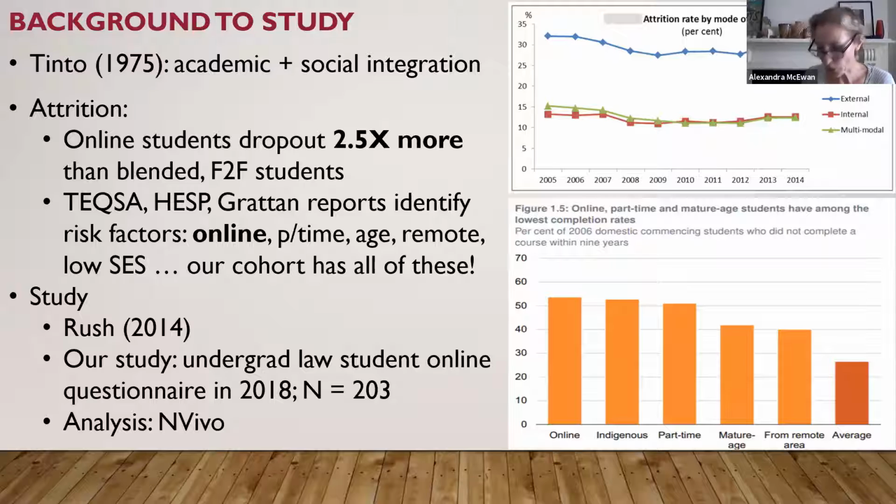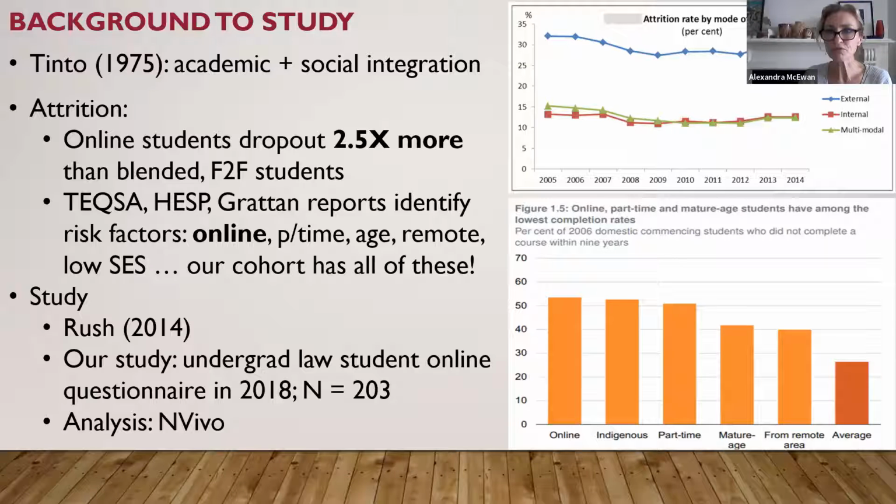So what Tinto proposed with these forms of integration, the success or the lack thereof, are really the processes that we can trace and map to understand what contributes to students either dropping out as a voluntary act or through academic failure or other related issues. So that's a very broad theoretical framework on attrition that we're referencing our work to.